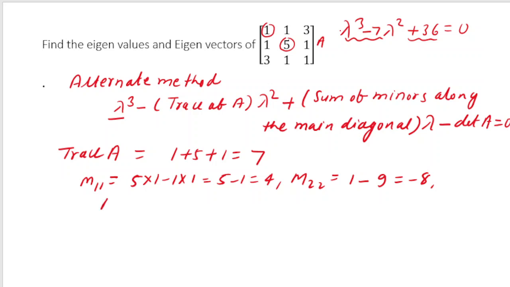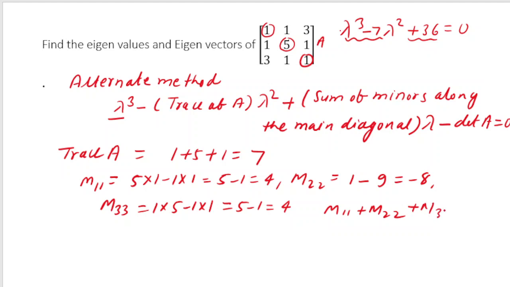And if I ask you what is the minor of the third element, M33, so I have to leave this row and this column. So 1 into 5 minus 1 into 1. So 5 minus 1 is equal to 4. So sum of minor along main diagonal means if I calculate M11 plus M22 plus M33, this is equal to how much? 4 minus 8 plus 4 is equal to 0.